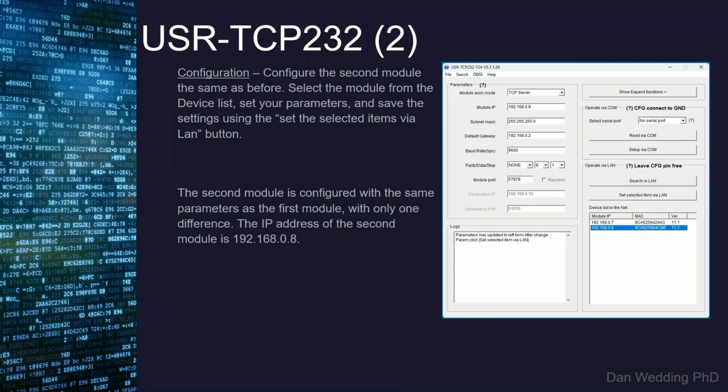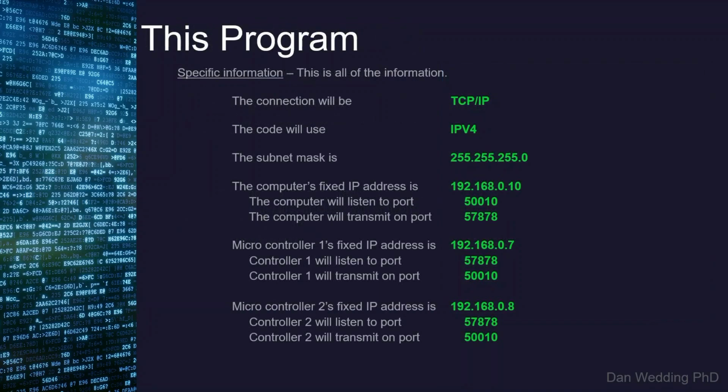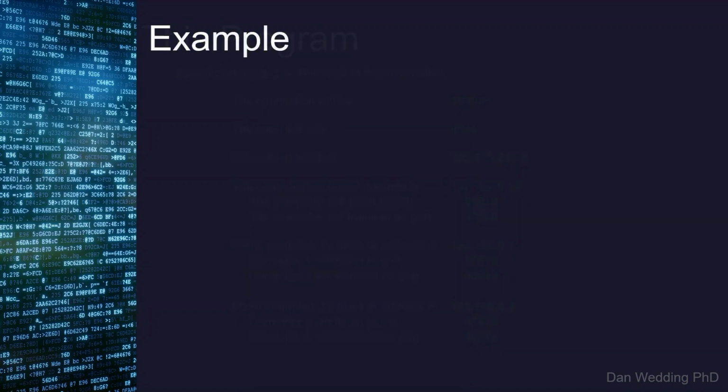Configure the second module the same as before. Select the module from the device list, set your parameters, and save the settings using the Set the Selected Items via LAN button. The second module is configured with the same parameters as the first module, with one difference. The IP address of the second module is 192.168.0.8. This is all the information. The best way to learn is through an example, so let's get started.